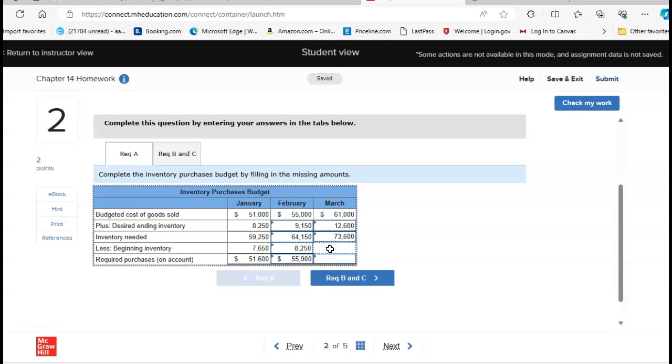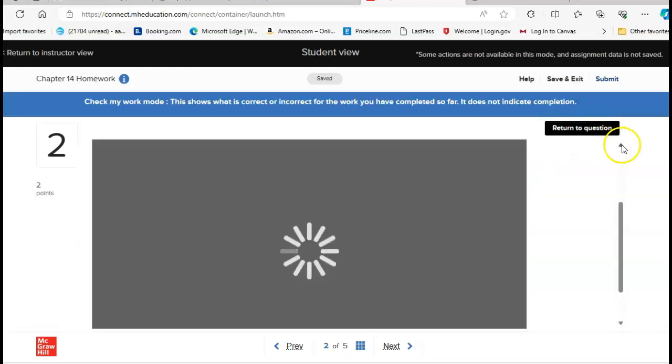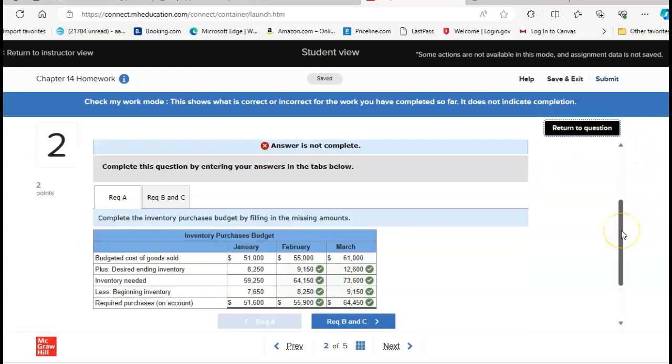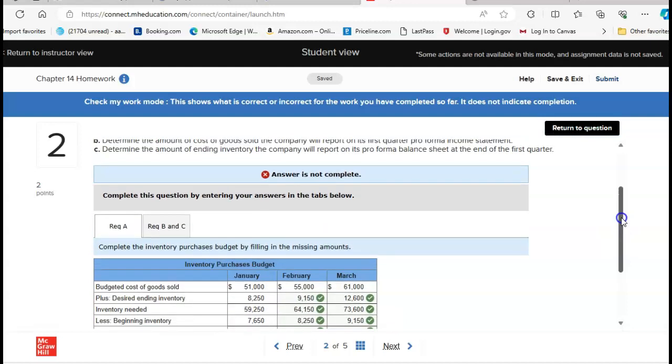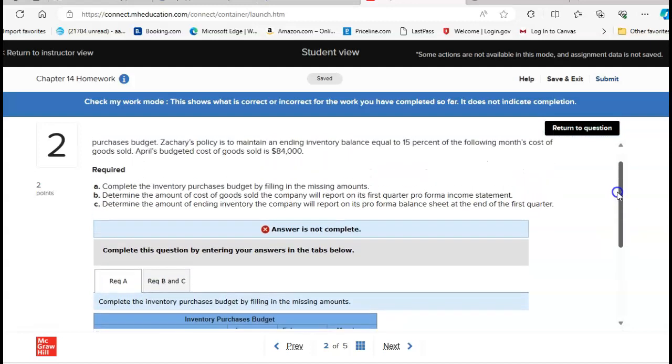Subtract from that your beginning inventory. So again, ending inventory for February, 9,150, becomes beginning for the month of March. So we're going to subtract the 73,600 minus 9,150. So 64,450 represents our required purchases for the month of March. Okay, so that will conclude part requirement A.